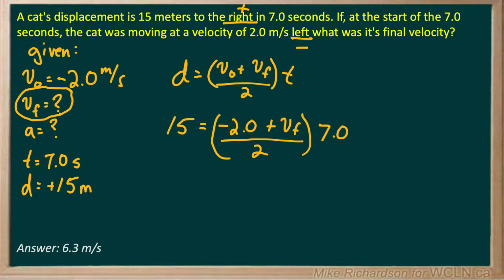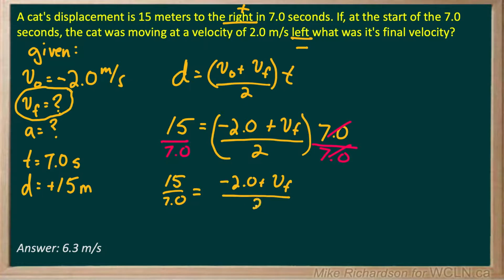So the first thing I want to do is try and get rid of the time. So let me just change colors just so we can see what we're doing. Now we've got something in brackets multiplied by time. To get rid of the 7 seconds, because we're multiplying, we're going to divide both sides by 7. Now they cancel off on the right-hand side. Now we're left with an equation that looks as follows. 15 over 7 equals negative 2 plus v final all over 2.